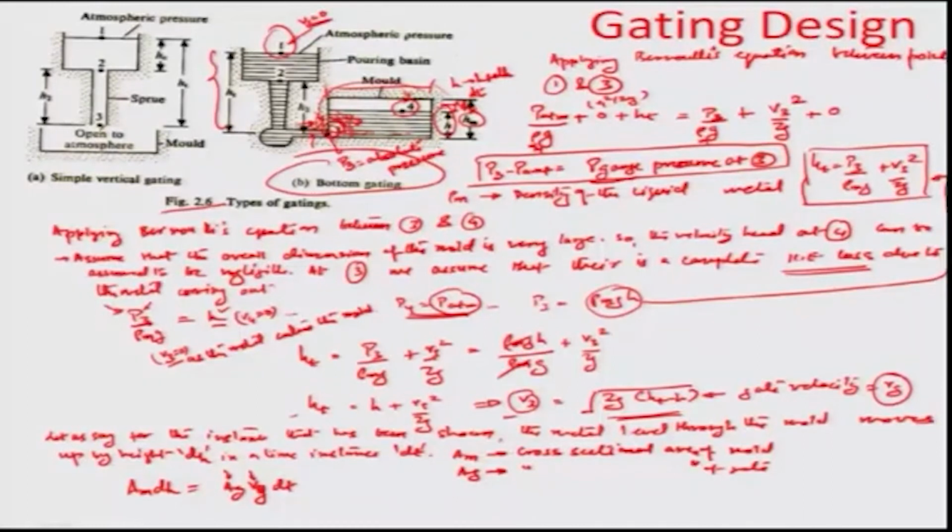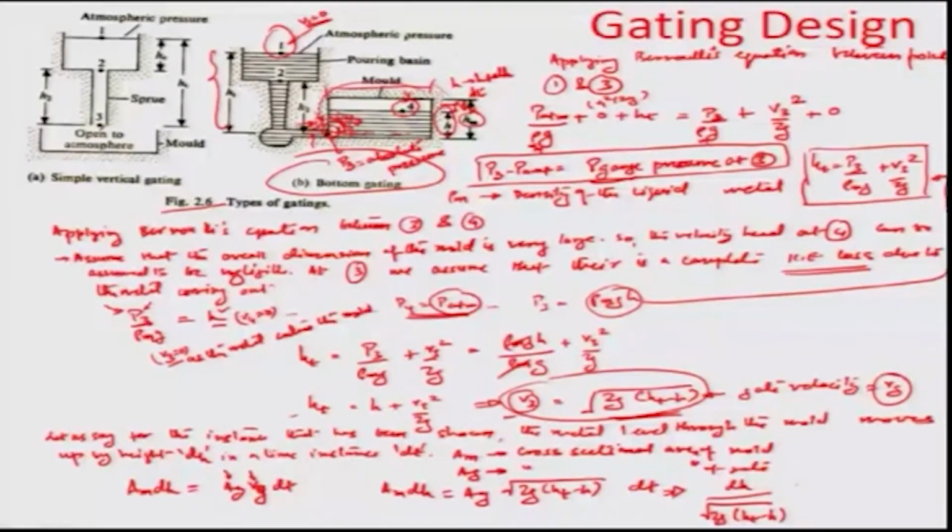So, if I put together all this, and put the value of gate velocity from the previous equation which I have obtained into this equation, we get A_m times dh is actually equal to A_g times root 2g(h_t minus h) dt. Or in other words, if I assemble this equation in the right manner, I have dh by root of 2g(h_t minus h) becomes equal to A_g by A_m dt. So, let us call this equation A.